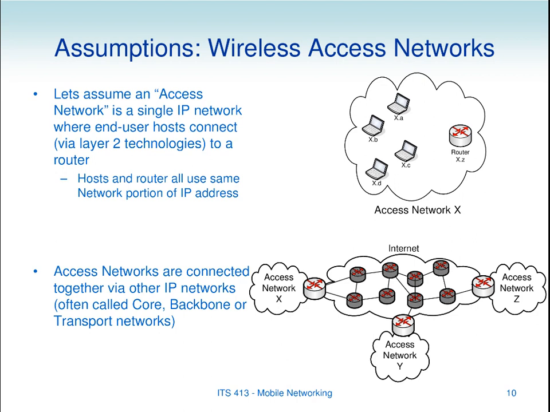What we want to allow is a host in one access network to move to another access network without any disruption to the user. It's not too hard to allow hosts within an access network to move. That's like moving within SIT. But to move from SIT's network seamlessly to AIS's network without the user noticing is much harder. So moving from one access network to another is what we want to deal with. So why is it difficult?